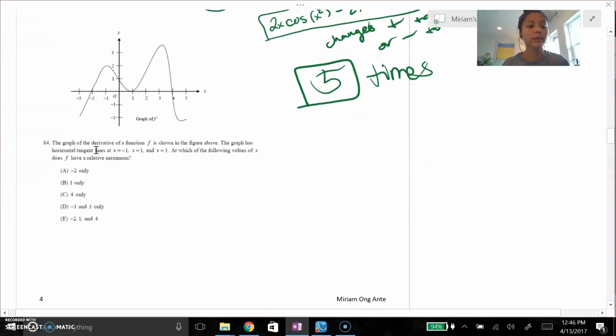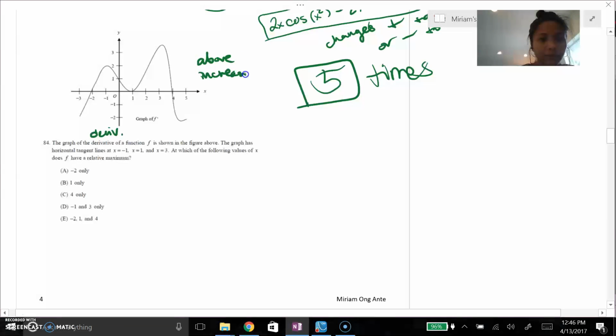Okay, number 84. The graph of the derivative of a function is shown in the figure above. So this is the derivative. Before I even start, I'm going to go ahead and write above means increasing parts of the graph. Below means decreasing parts of the graph. Okay, so the graph of the derivative of a function f is shown in the figure above.